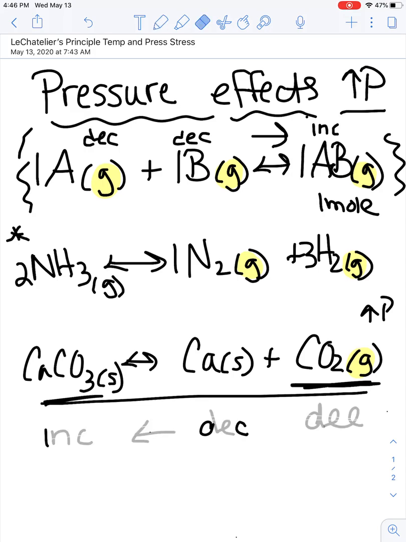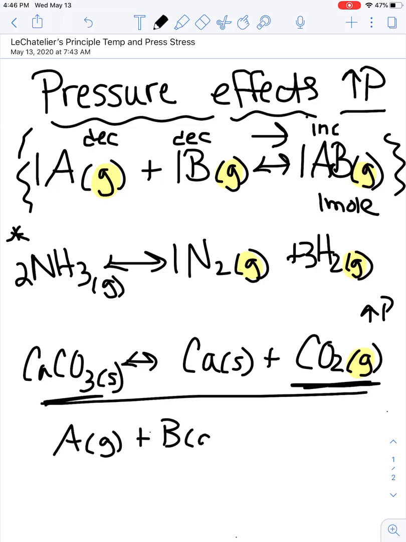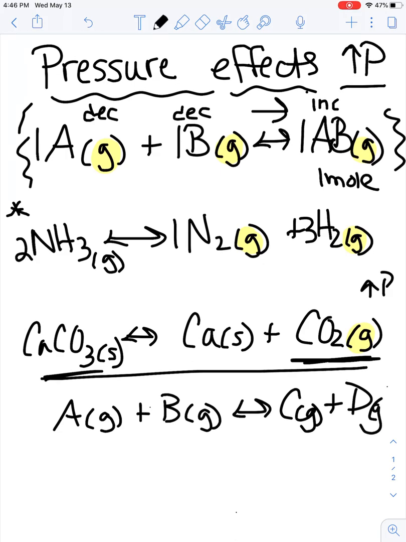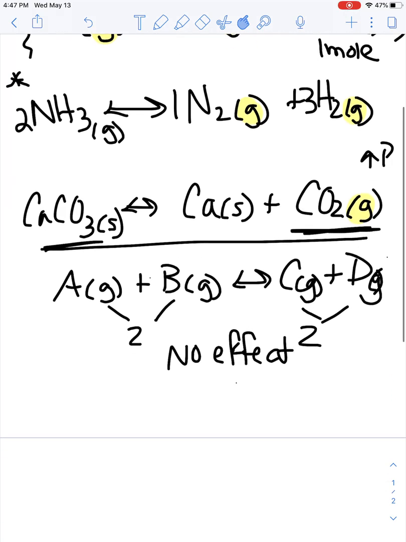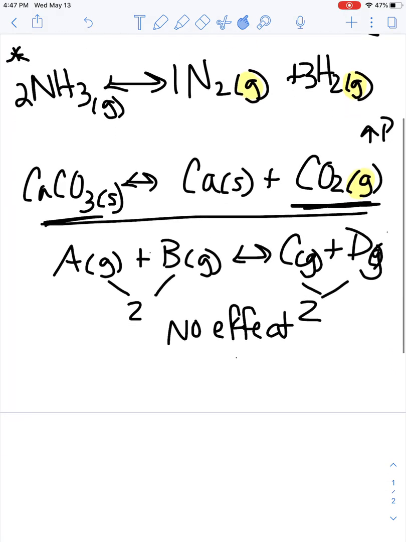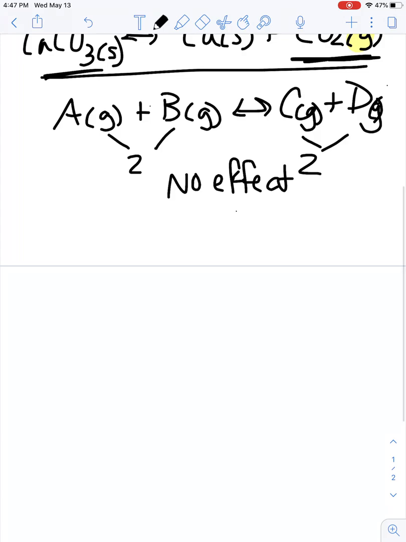Okay, last thing that I want to explain with this one is, say you have something like A gas plus B gas is in equilibrium with C gas plus D gas. That should say gas over there. Okay, because I have 2 moles on this side and I have 2 moles on this side, there will be no effect. So pressure will have no effect because you have the same number of moles of gas on both sides. Okay, the other thing that has no effect is going to be a catalyst.